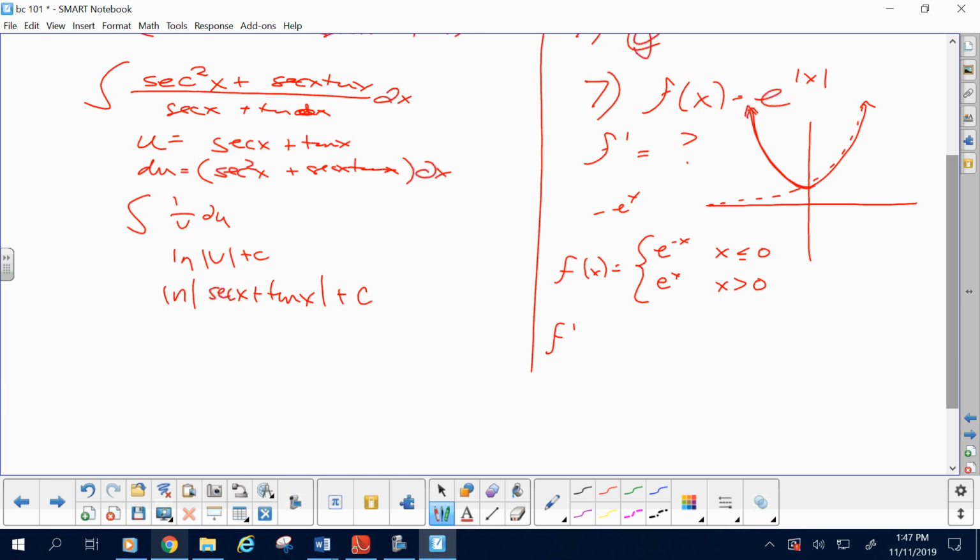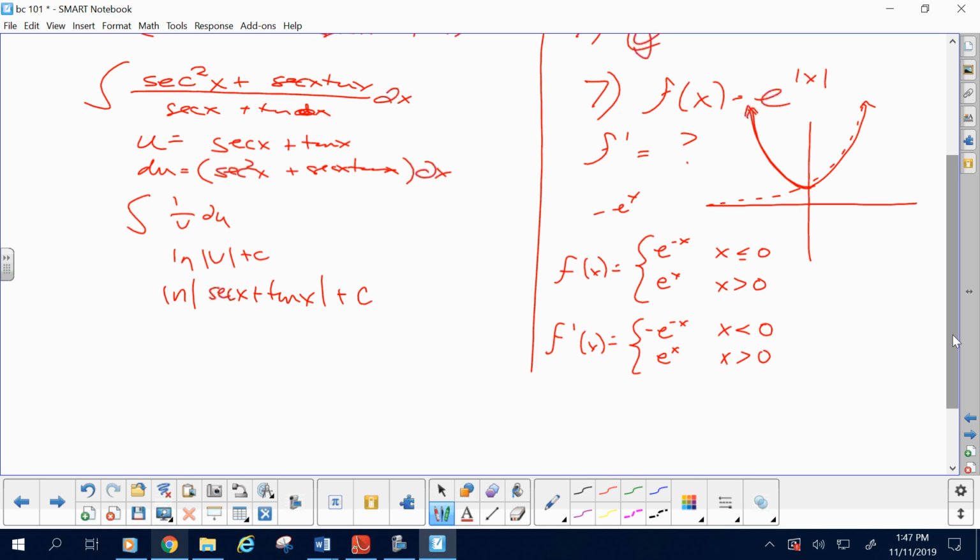Therefore, the derivative for the left branch is negative e to the negative x for x less than 0. Do I include 0 now? No. Why not? Because it's a sharp turn. And the right-hand side: e to the x, x greater than 0. Alrighty then. Good stuff.